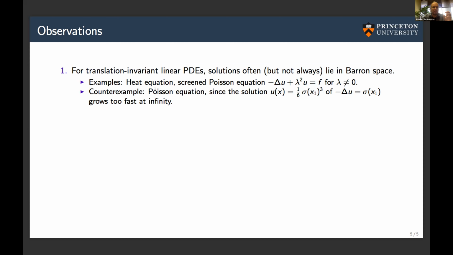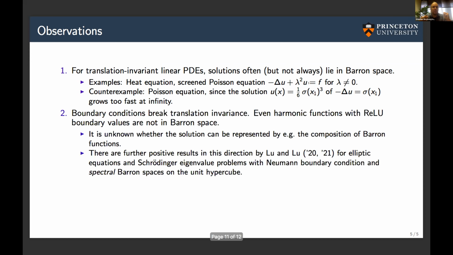The counterexample is the Laplace equation because the solution has to grow too fast. But if we just add a little bit of pressure, then everything's fine. Boundary conditions, however, break translation invariance, which is what we used in explicit representations. And even harmonic functions with ReLU boundary values are not generally in Barron space. So we might need either deeper neural networks, or we might need to look at something else.